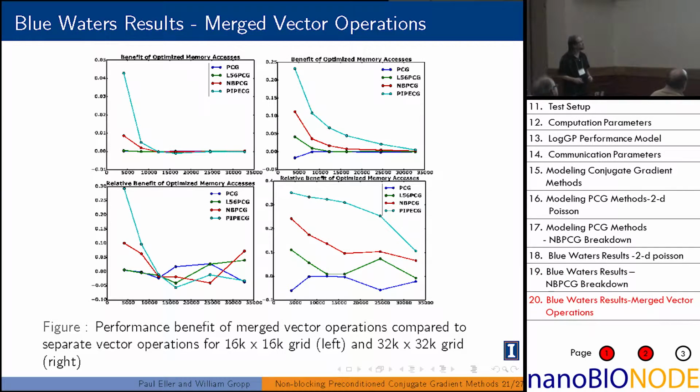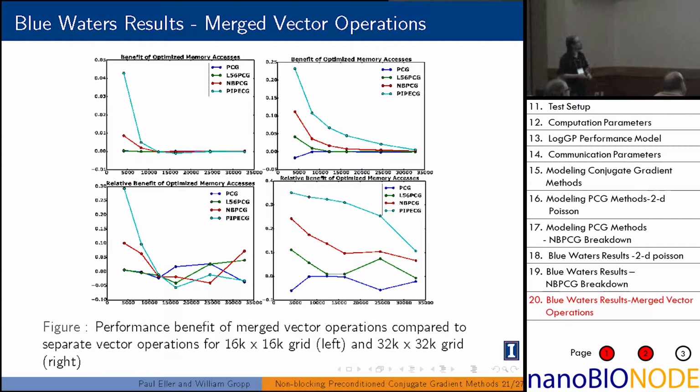Also, since these non-blocking methods take advantage of merged vector operations, I want to show a comparison of the optimized merged vector operations compared to doing separate vector operations. The graphs on the left are for a 16K by 16K grid, which basically ends up with a 256 million row matrix. The ones on the right have about 1 billion rows in the matrix.